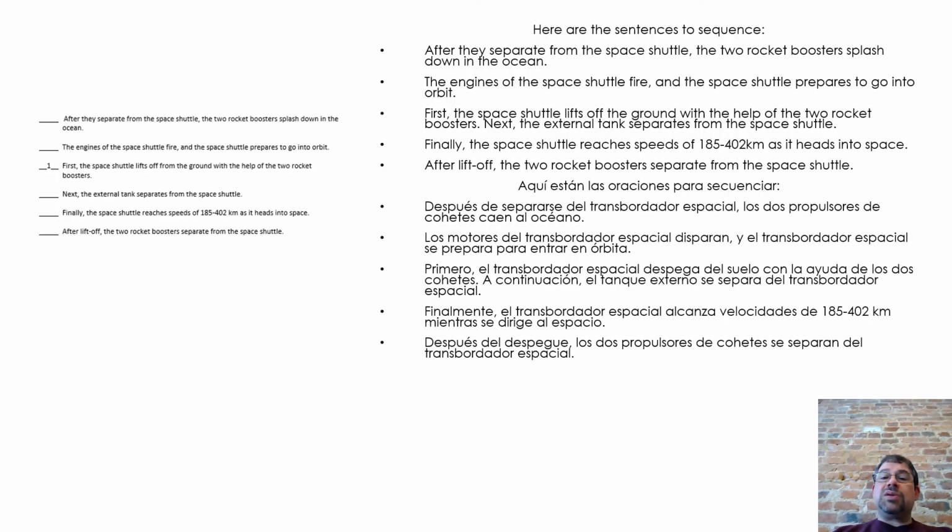Here are the sentences to sequence. After they separate from the space shuttle, the two rocket boosters splash down in the ocean. The engines of the space shuttle fire and the space shuttle prepares to go into orbit. First, the space shuttle lifts off the ground with the help of the two rocket boosters. Next, the external tank separates from the space shuttle. Finally, the space shuttle reaches speeds of 185 to 402 kilometers as it heads into space. After liftoff, the two rocket boosters separate from the space shuttle.